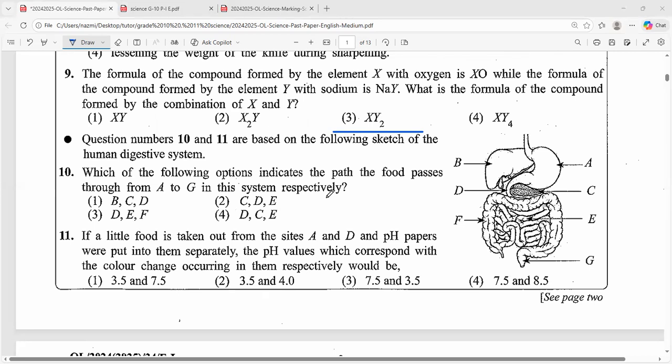10th one, the path the food passes from A to G in this system respectively. It passes through the stomach, that is A. After that to the pancreas? It doesn't go to the pancreas. Small intestine starting point, duodenum, D. After that small intestine, after that large intestine. Duodenum is also a small intestine part, okay? So first has to be D, then E and F. Third one, D, E, F.